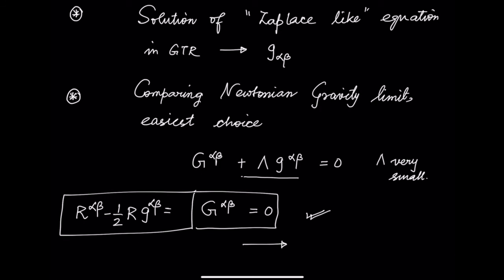Small g alpha beta, the metric, has 10 independent components. The Einstein tensor also has 10 independent components. So these are 10 equations to solve for those 10 independent components.